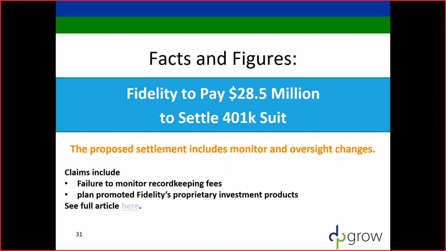This is an example. Fidelity got ordered to pay $28.5 million to settle a 401k lawsuit. And this one was interesting. This lawsuit was actually brought by the employees of Fidelity against Fidelity. The reason for this lawsuit was that they were giving more favor, so to speak, to current employees versus former employees. They also failed to monitor, the court found, their proprietary funds and their expenses. And also they failed to monitor the recurring expenses.